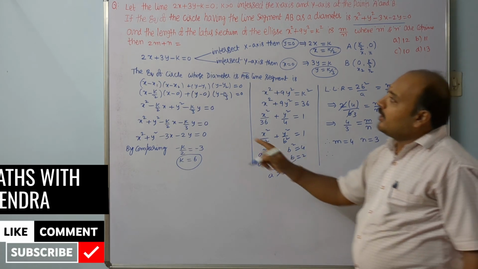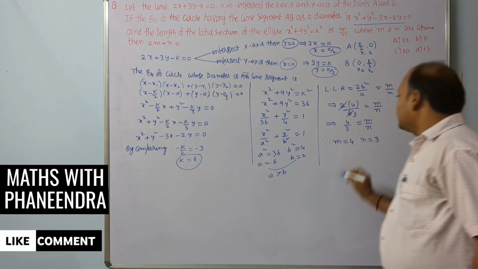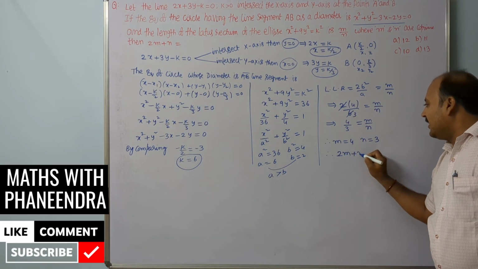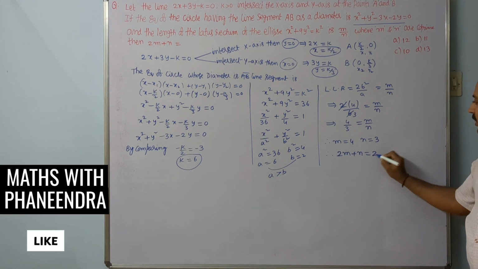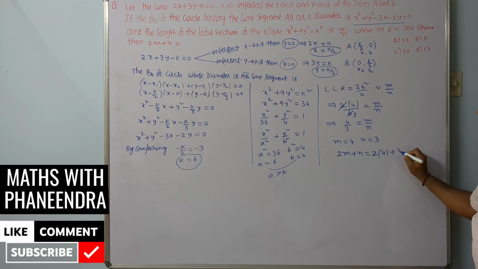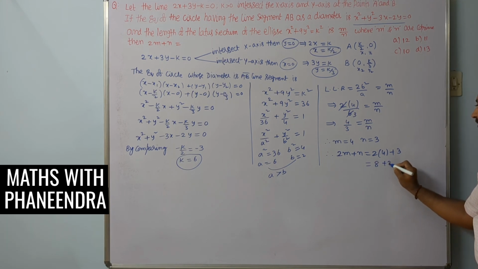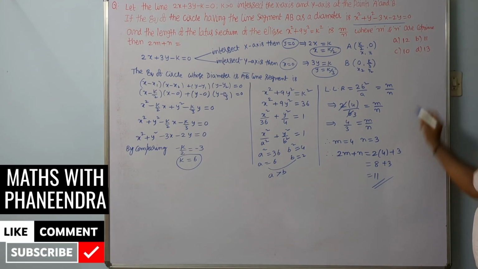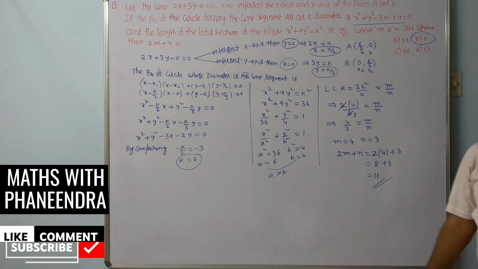They are asking to find the value of 2m + n. So 2m + n = 2 × 4 + 3 = 8 + 3, which equals 11, which is in the second option, dear students.